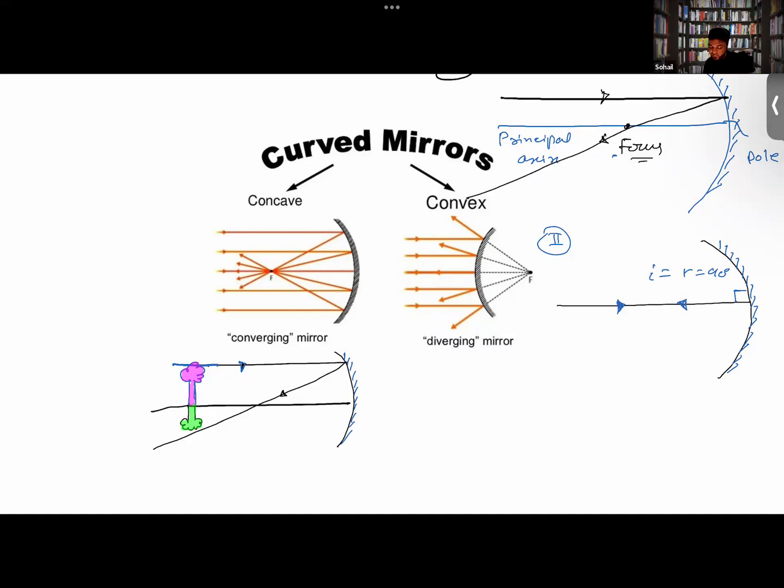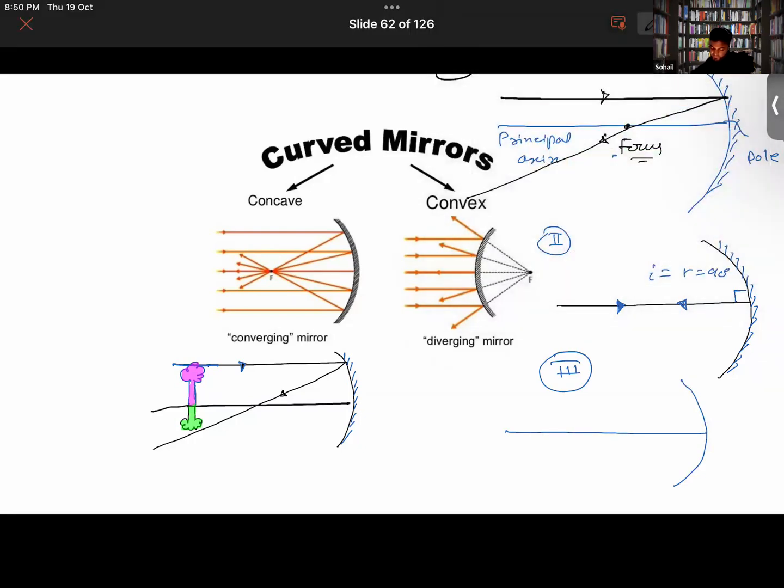And then the third law. The third law says that if a light ray falls on the concave mirror passing through the focus, then it will return back parallel to the principal axis. Getting it?